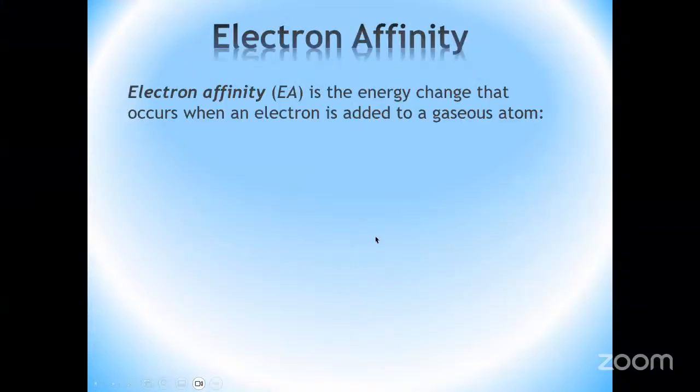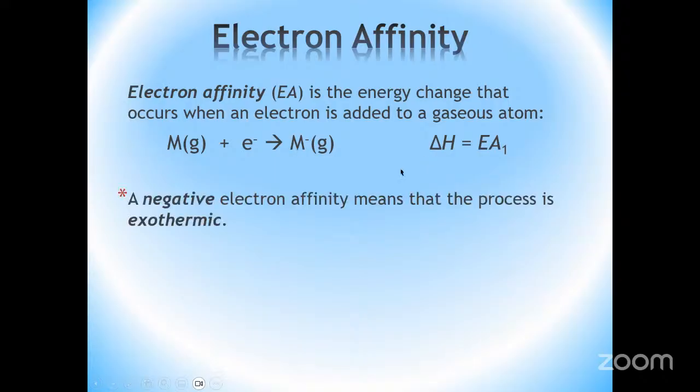Okay, let's talk about electron affinity, which is another property of atoms. It is the energy change that occurs when an electron is added to a gaseous atom. So it's kind of like the opposite of ionization energy, right? You start off with a gaseous atom, it gains an electron to form the corresponding anion. The energy change for that is called the electron affinity. The electron affinity will become important in the next chapter when we're dealing with what is called the Born-Haber cycle.